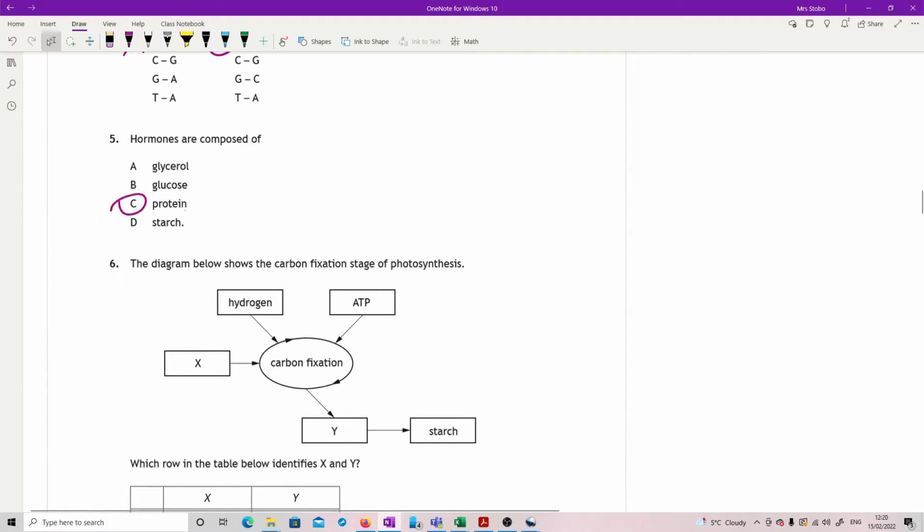Okay, question 5. Hormones are composed of, straight, just got to know it's protein. Okay, glycerol is the breakdown from fats, glucose is carbohydrates, and starch is a big carbohydrate.